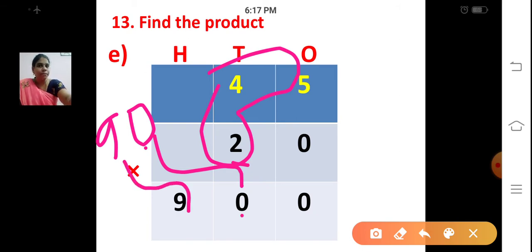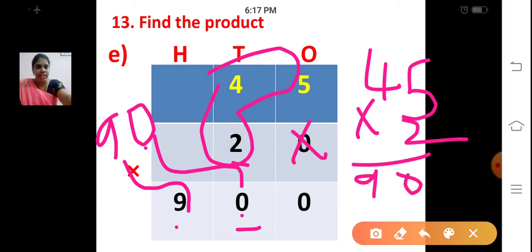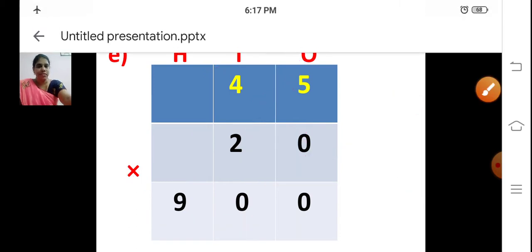As 2 is in the tens place, you have to start writing from the tens place. So 0, 9. So 45 into 2 is 90. We have ignored 1 zero, right? That 0 you write at the last. So the answer is 900. Shall we move on to the next sum?